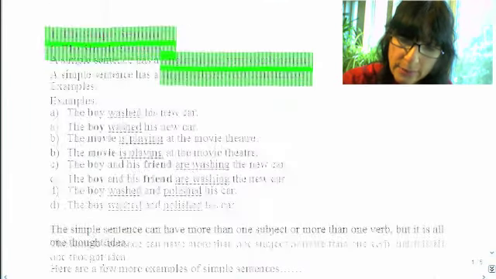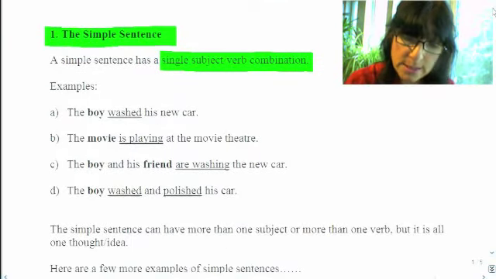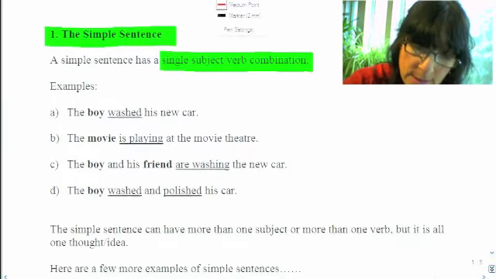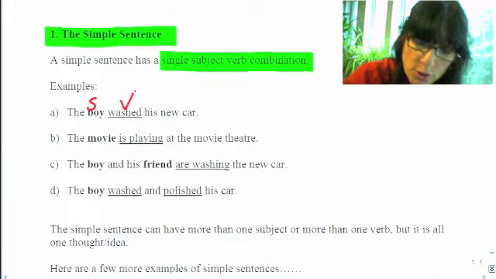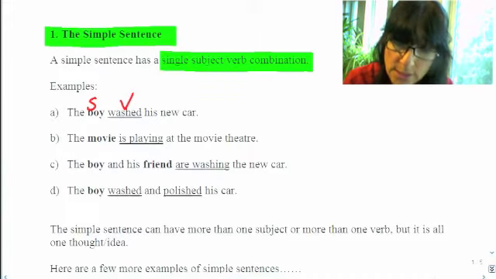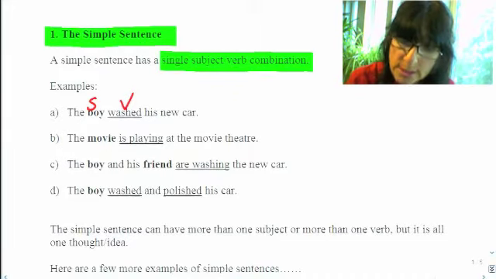Let's take a look at sample simple sentences. The first one, the boy washed his new car. In this sentence, you've got the subject boy and you've got the verb washed. One idea. So it's just a subject-verb combination, a singular one.